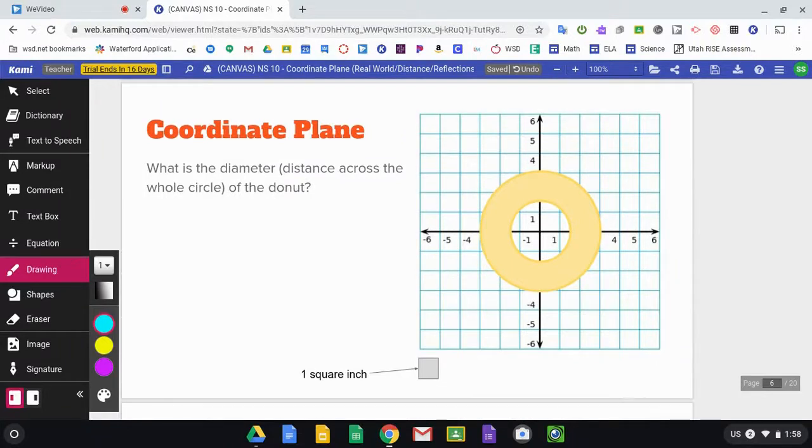Donuts. What is the diameter? And right now you're like, what does that mean? Read the parentheses. Distance across the whole circle. So I've got to go across the whole circle. Okay. And remember to find your key. Each box is 1 square inch. So what is the diameter or the distance across the circle? So for me, that means right here to right here, the distance across the donut.